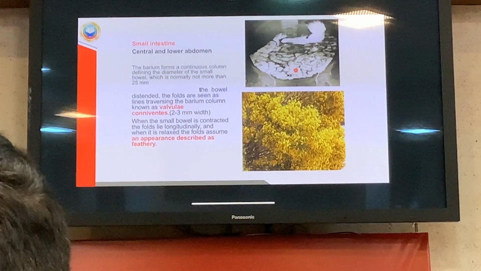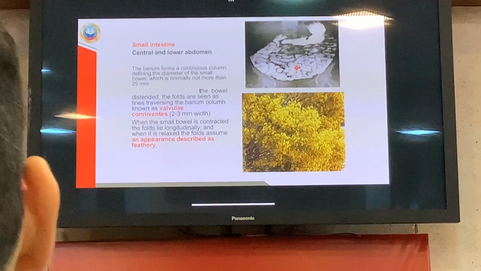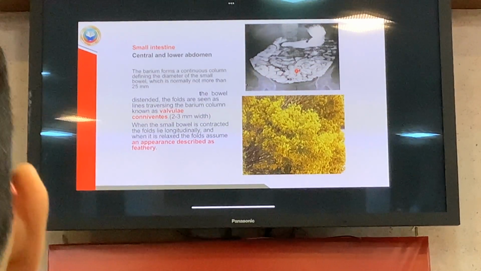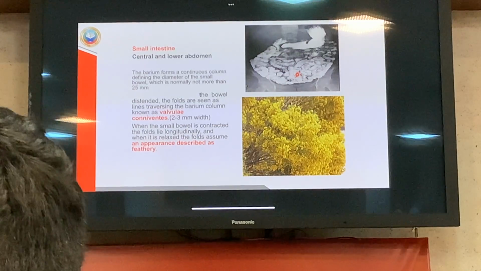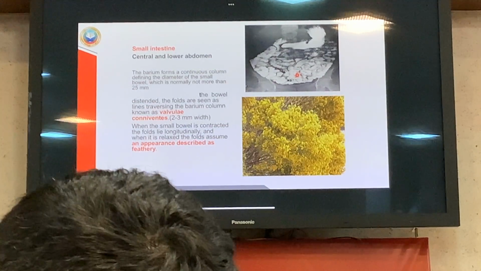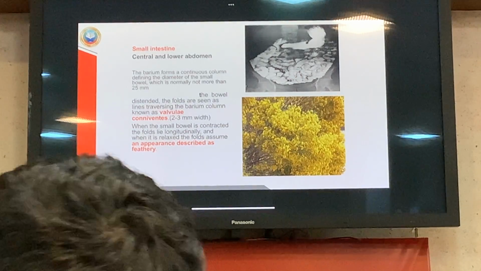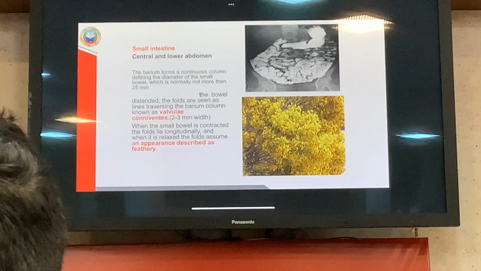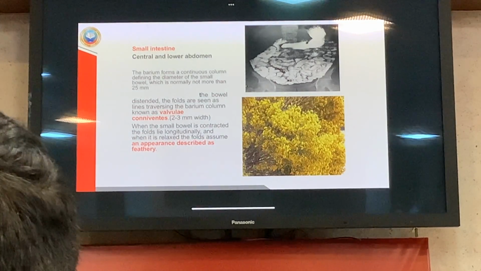As you know, how do we know that this is small intestine rather than large intestine? Valvulae conniventes, the transverse folds of the small intestine projected into the lumen. After filling of the bowel by contrast material, these valvulae conniventes or the transverse folds appear as filling defects.